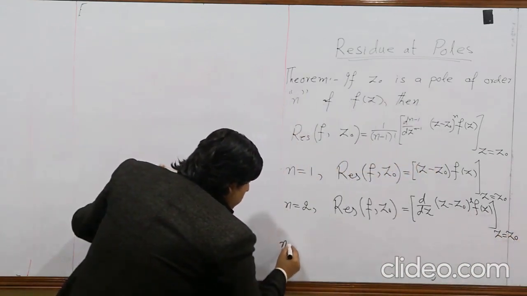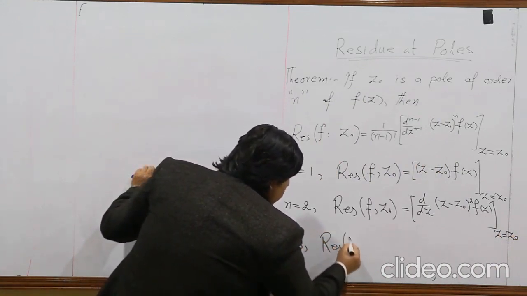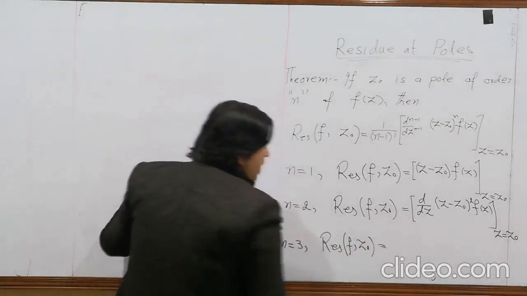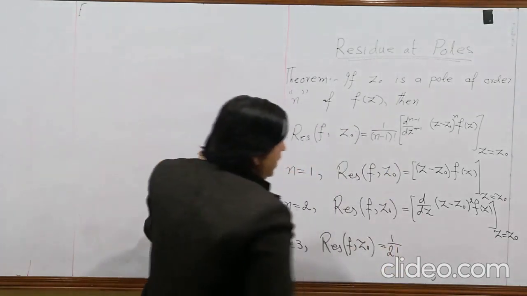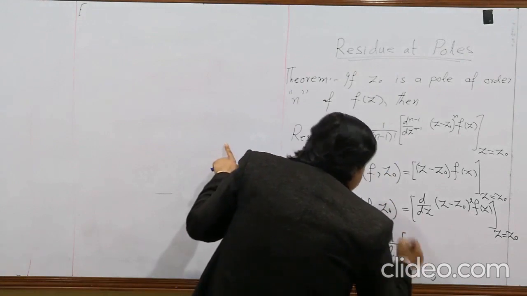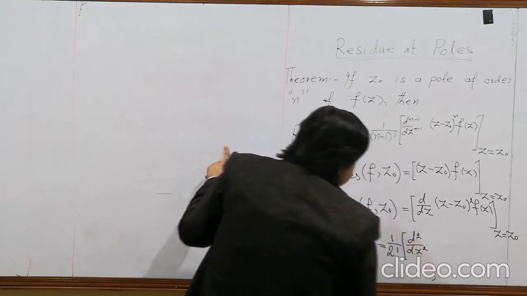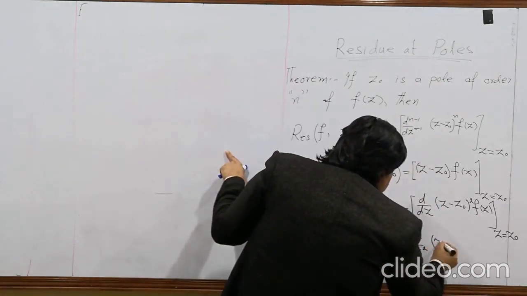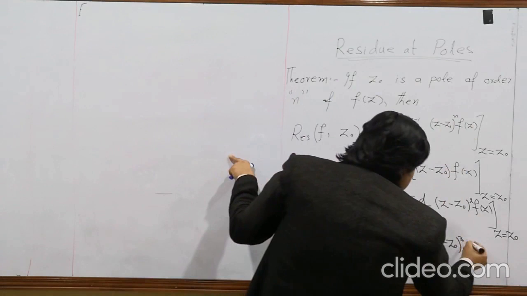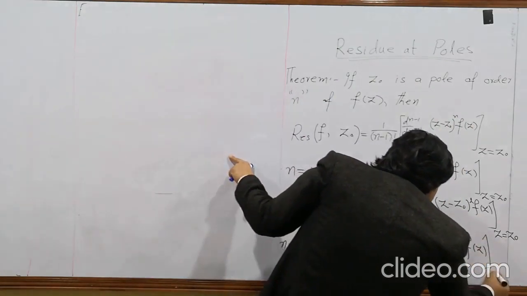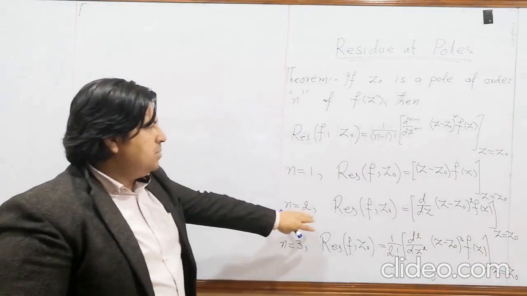Similarly, if I have a pole of order 3, in that case the residue of the function f at z naught is given by, just put 3 here, we get 1 over 2 factorial, and I can get d square divided by dz square of z minus z naught power 3, just put n is equal to 3 here, times f of z, and at the end we have to put z is equal to z naught. And now let us explain this by some example.